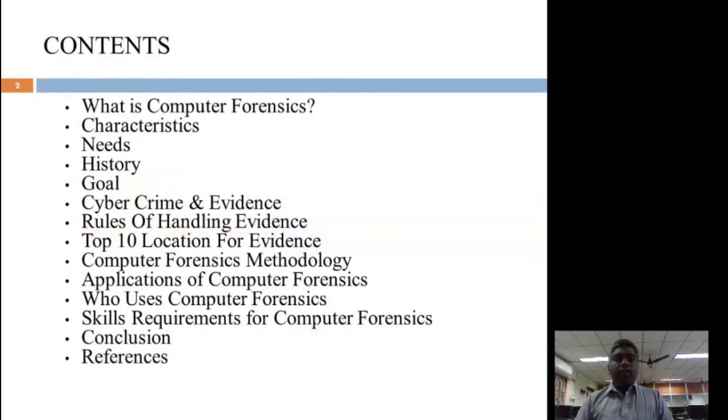So, these are the contents we are going to cover. What is computer forensics? Characteristics, needs, history, goal, cybercrime and evidence, rules of handling evidence, type and location for evidence, computer forensics methodology, applications of computer forensics, who uses computer forensics, skills, requirements for computer forensics, conclusion, reference.